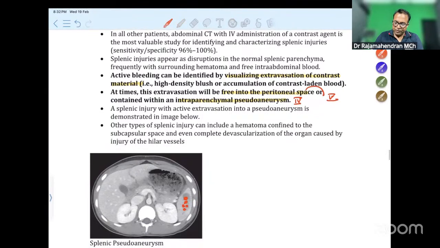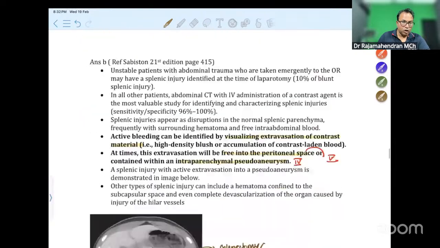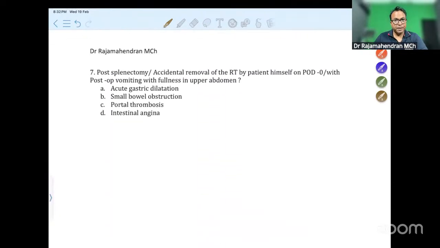So a splenic injury with active extravasation into a pseudoaneurysm is demonstrated in the image below. So in this type of cases, we have to immediately go for splenectomy. If patient is unfit, you can also go for angioembolization. So splenic artery aneurysm is a failure of non-operative management. We have to intervene in such type of splenic artery aneurysm. It is a tumor blush-like appearance on CT contrast. So don't forget, splenic trauma is a favorite topic of NEET SS. Definitely you'll get a question from splenic trauma.